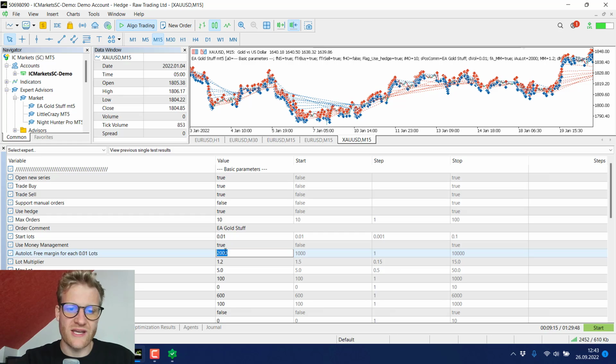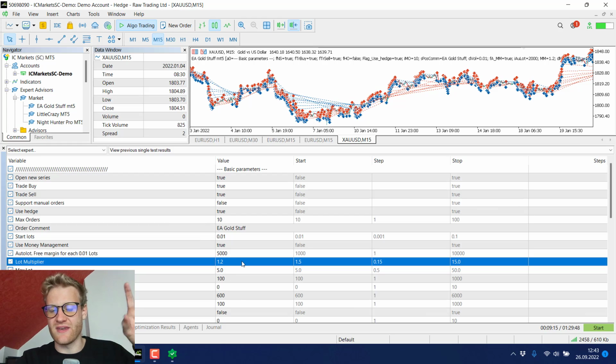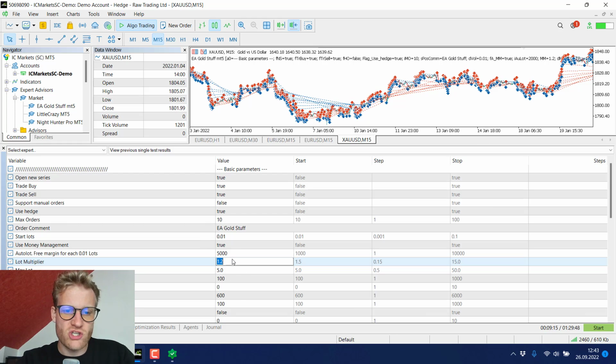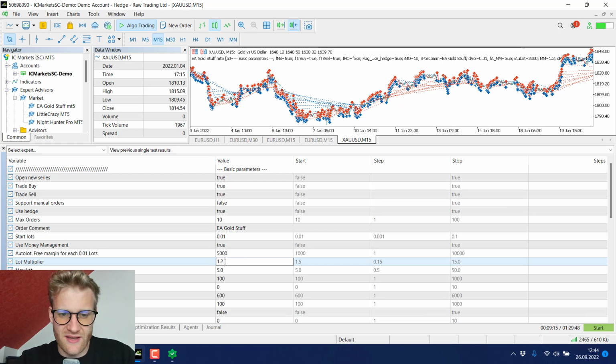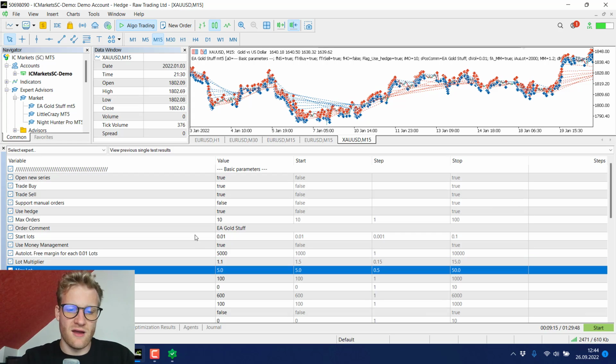So whenever you want to take less risk from this EA, you can set this to, for example, 5,000, and it will decrease the initial lot size. Also, you can decrease this lot multiplier to, for example, 0.1 or something even lower if you want to decrease the risk. This is the maximum lot size, I guess, for a trade or a series.